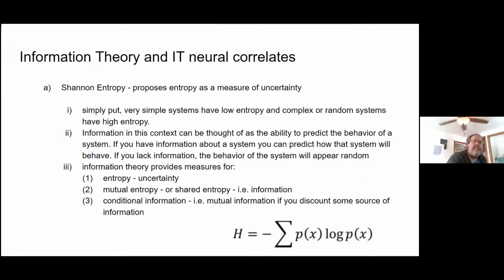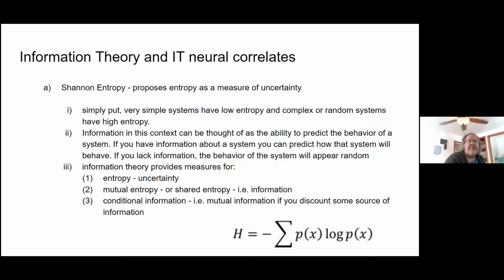Shannon entropy proposes that entropy is a measure of uncertainty. Simply put, a very simple system has low entropy and a complex or random system has high entropy. Information in this context can be thought of as the ability to predict the behavior of a system. If you have information about a system, you can predict how it will behave. If you lack information, then the behavior of the system is going to appear random.